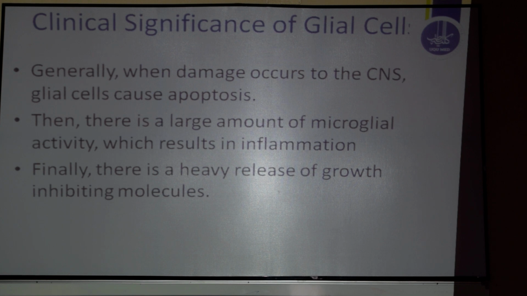Generally, when damage occurs to the central nervous system, the brain, it causes apoptosis. You know what that is? The cells are lost, death of cells occurs. Then there is a large amount of microglial activity, which results in inflammation, and I told you inflammation is good, it helps. And finally, there is a heavy release of growth-inhibiting factors. This is a mechanism for making things normal.